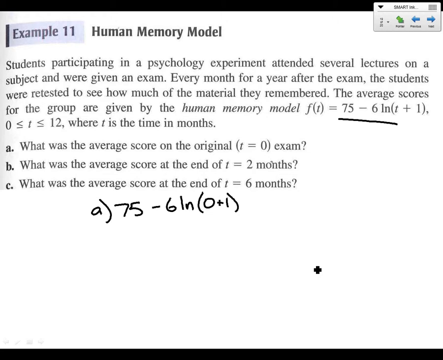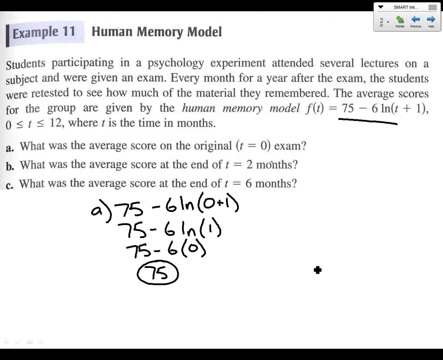All right, let's clean this up. 75 minus 6 natural log of 1. What's the natural log of 1? If you said 0, you had a good memory. Natural log of 1 is 0 from the properties. 6 times 0 is 0, so 75 minus 0 is still 75. So at the beginning here, we're going to have an average score of 75.